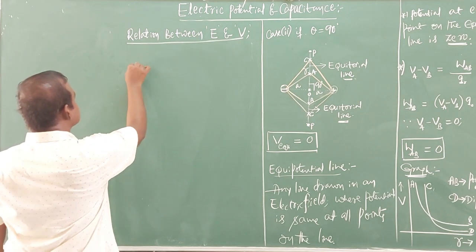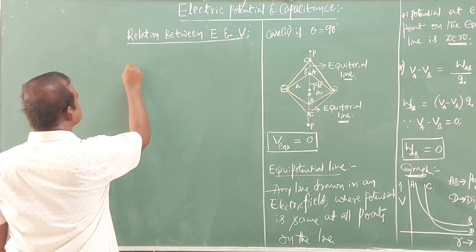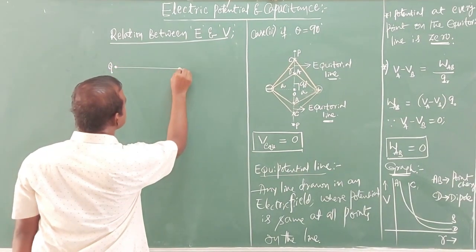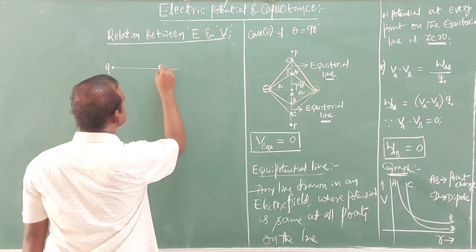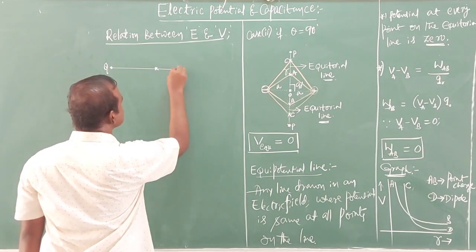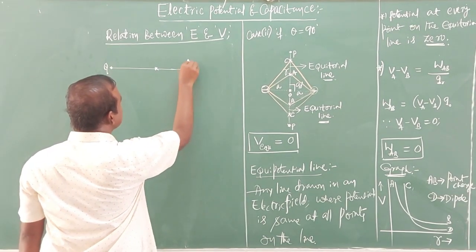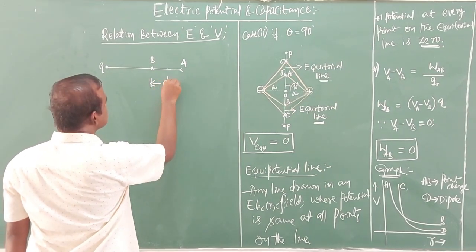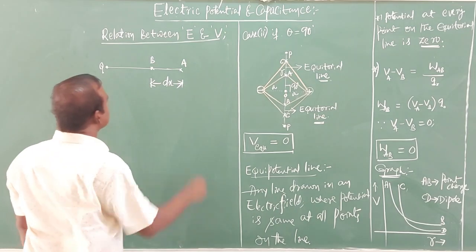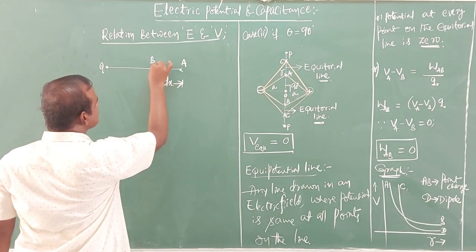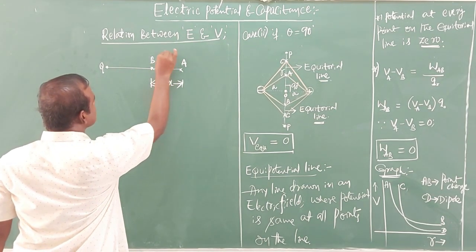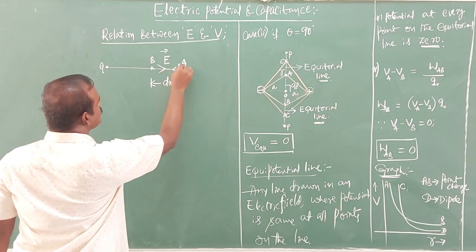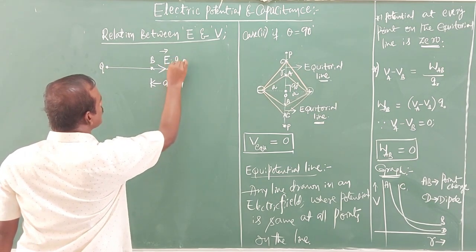Let us consider a charge Q. Let us find A, B. Let this distance be dx, there is an electric field, and we would like to move a charge, say Q naught.